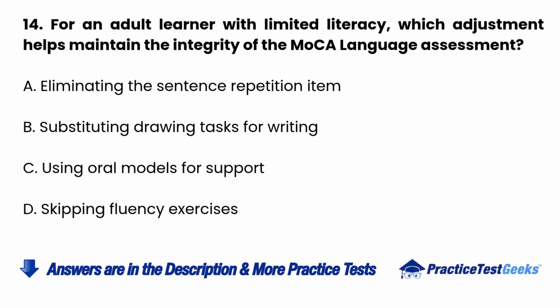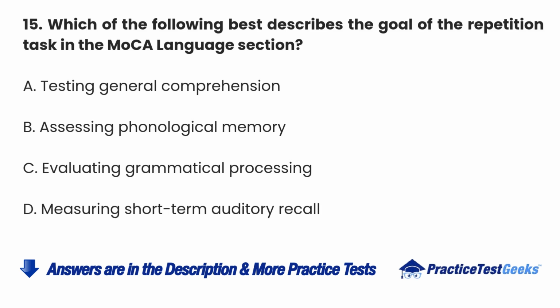14. For an adult learner with limited literacy, which adjustment helps maintain the integrity of the MoCA language assessment? A. Eliminating the sentence repetition item. B. Substituting drawing tasks for writing. C. Using oral models for support. D. Skipping fluency exercises.